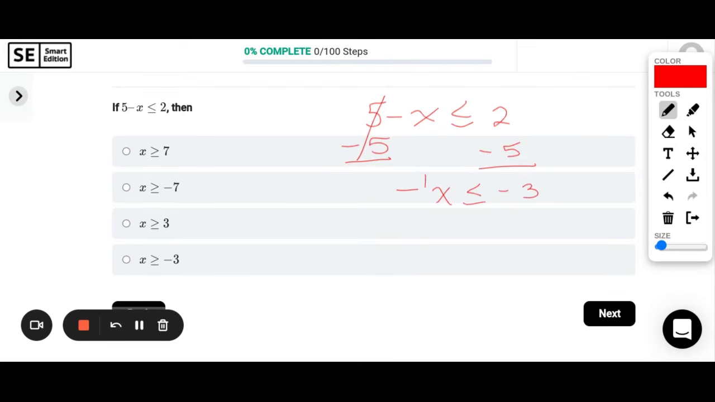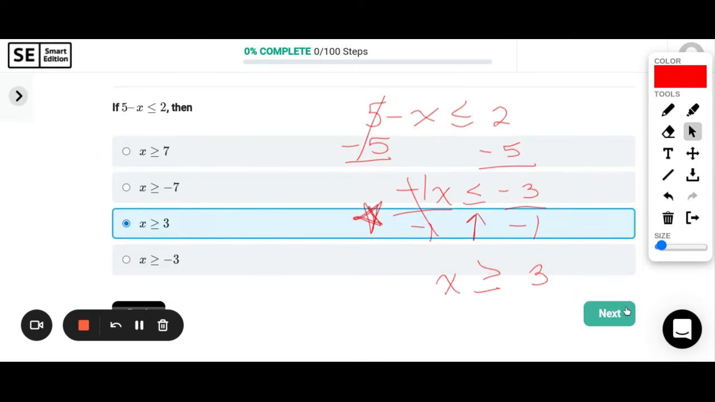And this negative in front is really like a negative 1. So to get rid of that, I can divide each side by negative 1. And whenever I divide or multiply by a negative, okay, this step is super important, I need to flip my sign here in order to have a true statement. So x is greater than or equal to 3 would be my final answer. Okay, so multiplying or dividing by a negative, you need to flip the inequality sign.